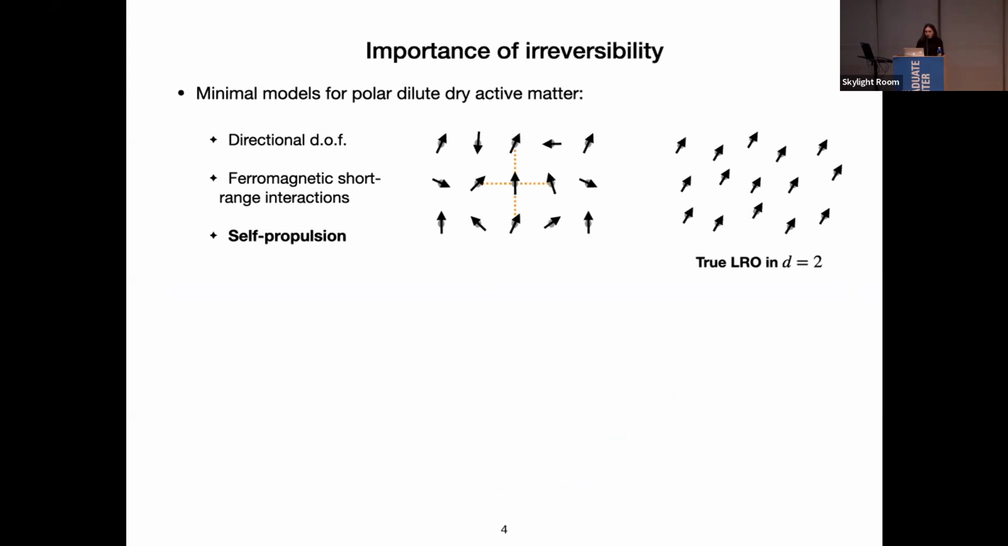Now, the importance of irreversibility for this model has been stressed since the beginning, since the introduction of the VHSEC model, because it was very clear that the complex emerging phenomena were a manifestation of their non-equilibrium nature. All the models that have been introduced to give a minimal description of what is called polar dilute dry active matter contain these three fundamental ingredients: directional degrees of freedom, ferromagnetic short-range interactions through which these directional degrees of freedom are aligned, and self-propulsion.